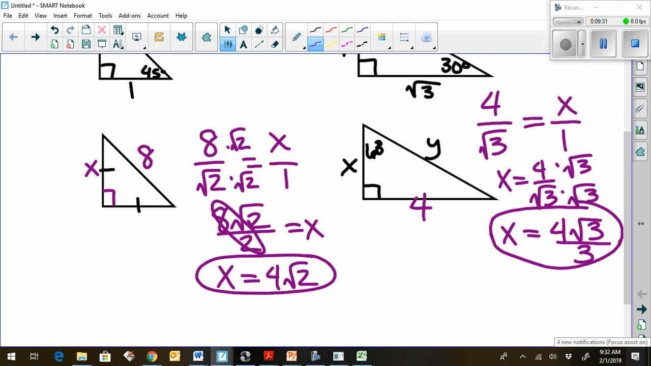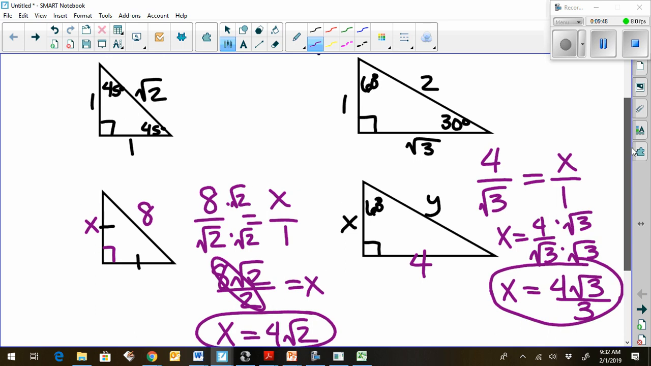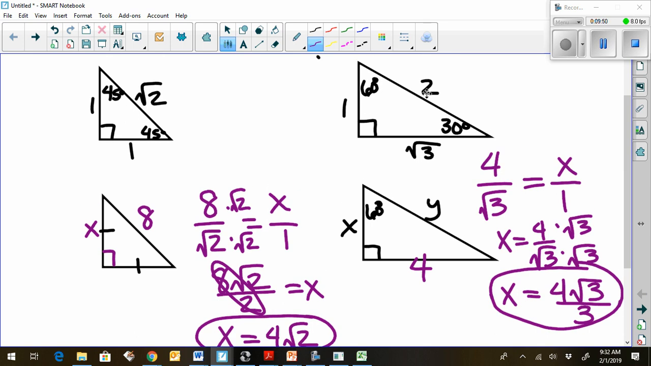Now, to solve for y, we're going to use a similar comparison. So I know 4 is associated with the square root of 3. So I'm going to use that also. So I'm going to say 4 over square root of 3. I'm going to start it just the same. But I'm going to change this. I'm going to say equals y, and y is associated with 2. So equals y over 2.